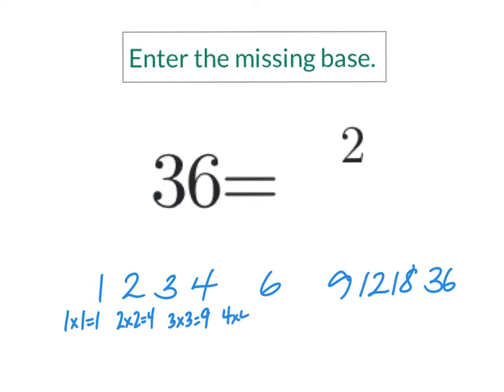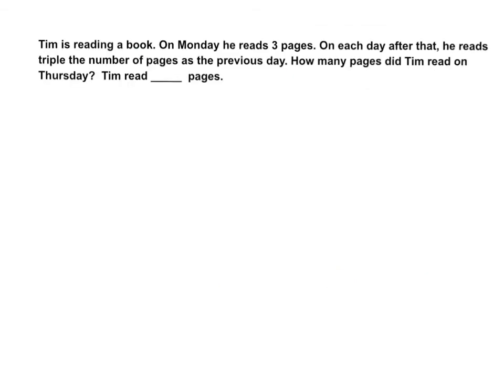4 to the second power means 4 times 4. That's 16, so that won't work. 6 times 6, that's 6 to the second power, does equal 36. So my missing base is 6. 6 to the second power will equal 36.